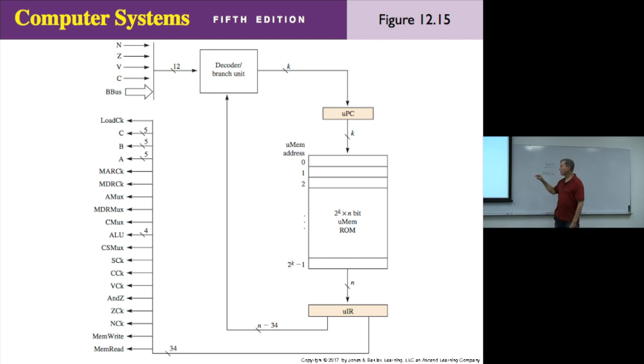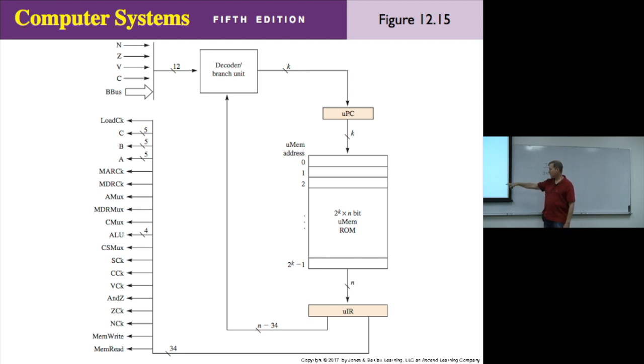But anyway, what we see then is that this micro memory just fetches the next micro instruction. It just goes and goes and goes. And each time one of these executes in one cycle, it's one ISA 3 cycle.